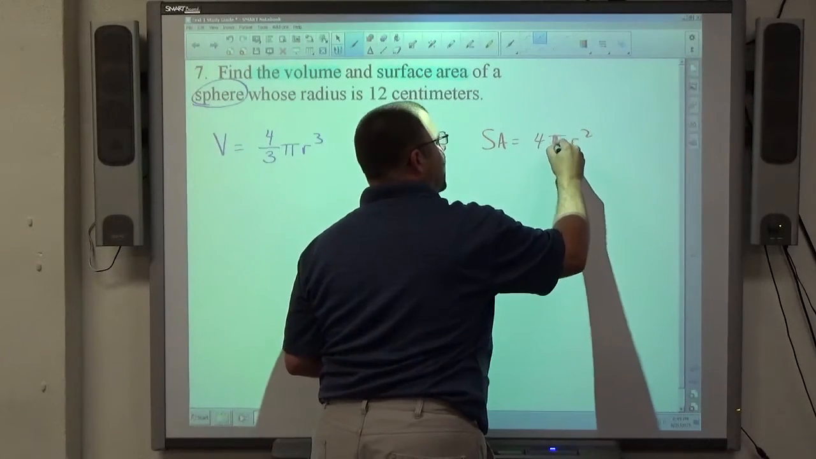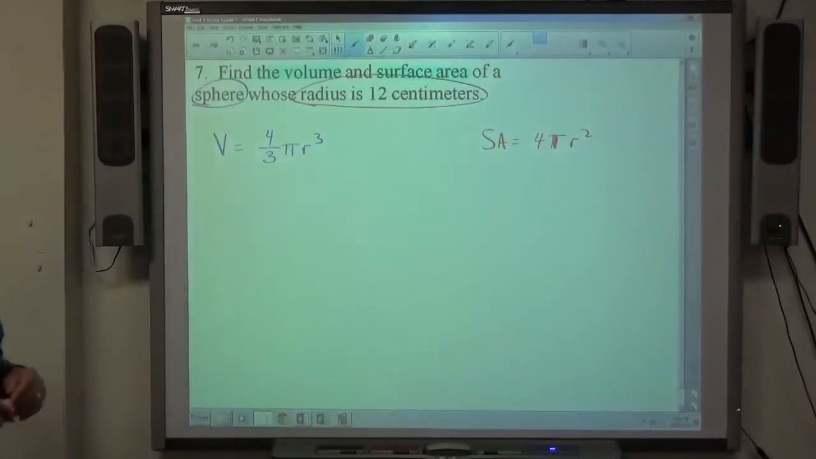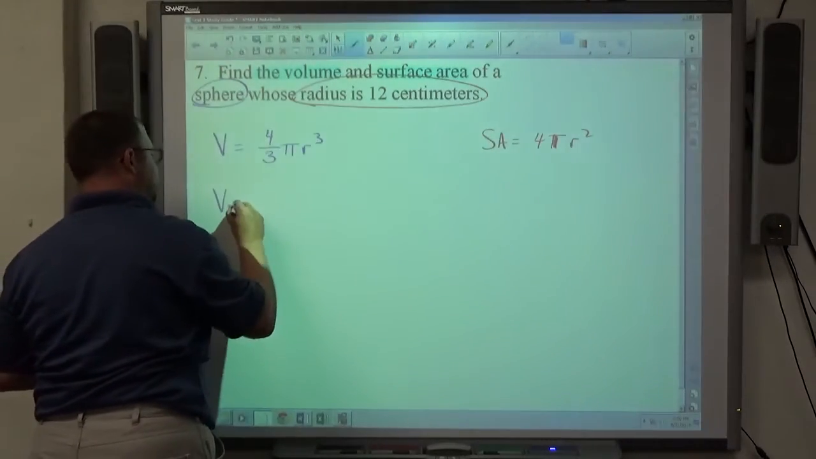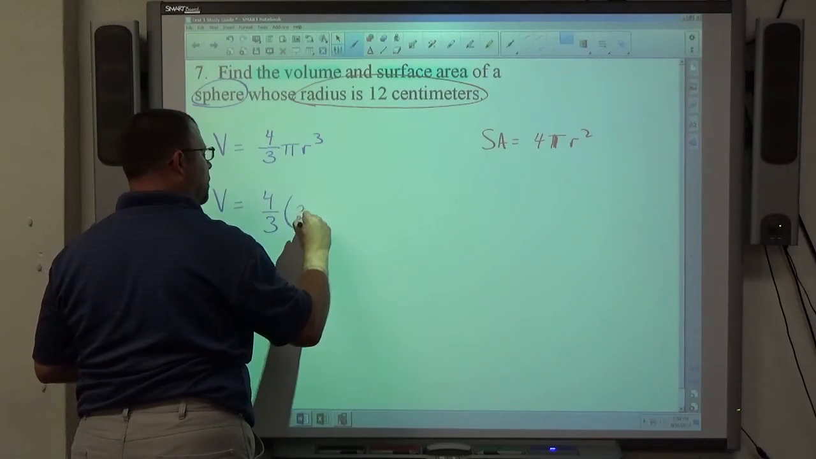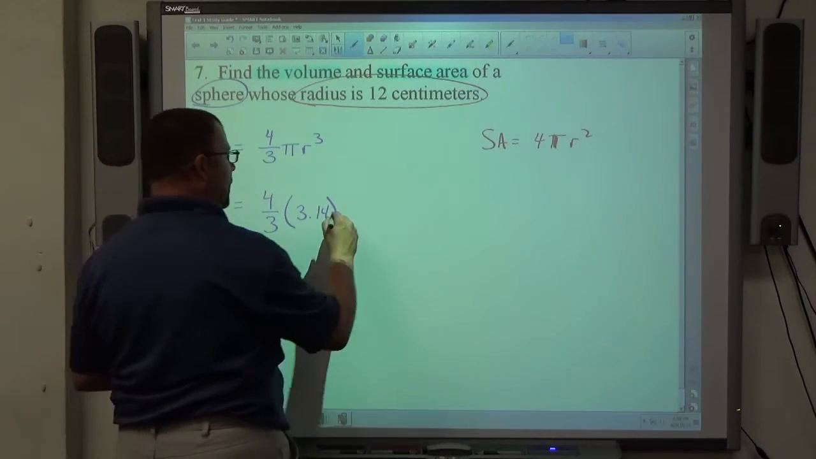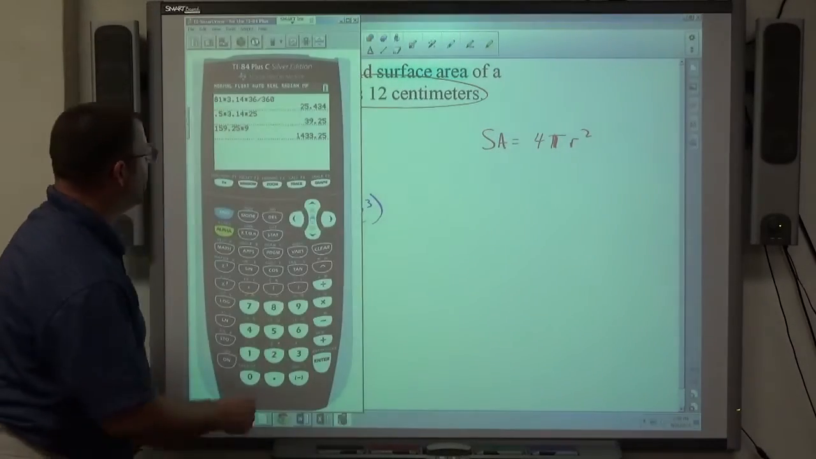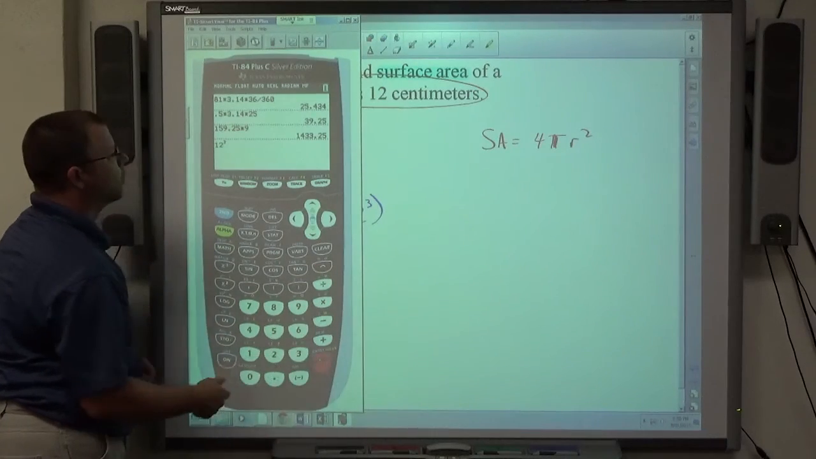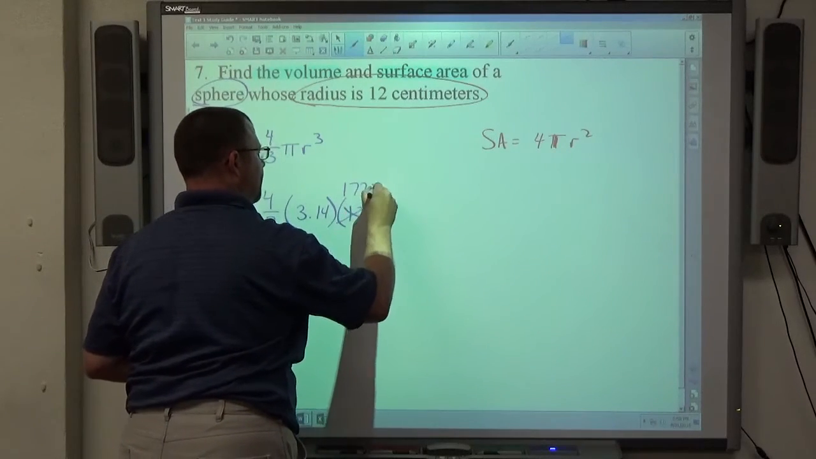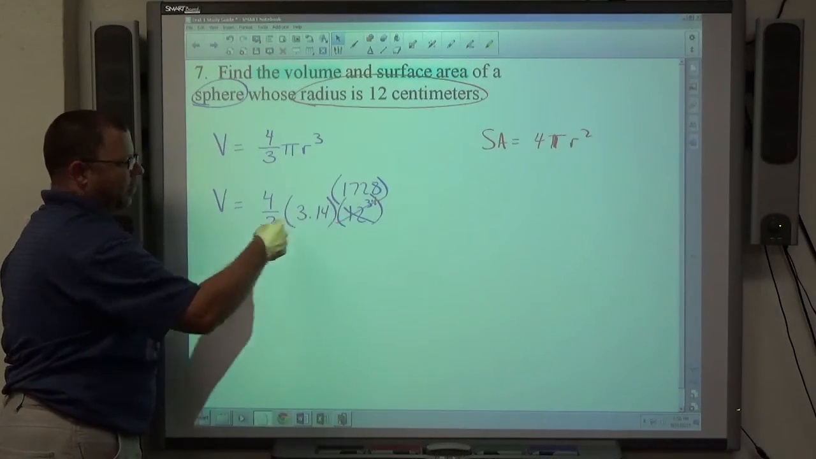In each case, the only thing I need in order to find this information is the value of the radius. Notice the radius is 12 centimeters. They tell us the radius. So, what I need to do then is figure this out. 4/3 times pi, which is 3.14. Now in this case, 12 cubed is not something easily done in our heads, so I would probably write 12 cubed. What I would do if I were you is type in my calculator 12 cubed equals 1728, and I would put that number right here. So then what I've got left to do is 4 times 3.14 times 1728 divided by 3.